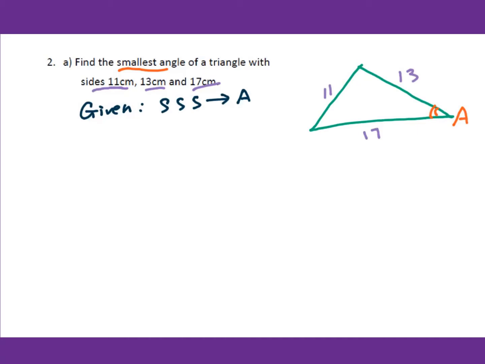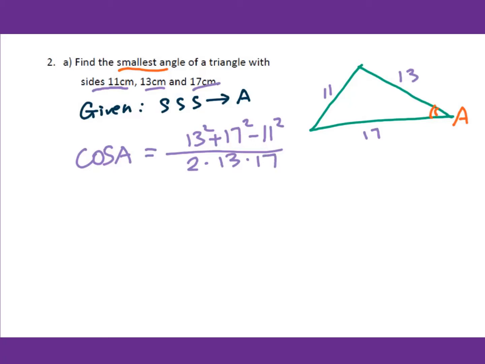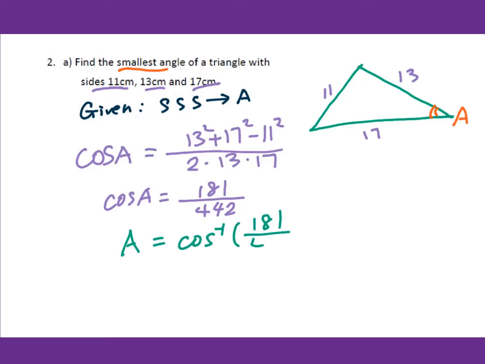So we write down the formula. That's cosine A equals 13 squared plus 17 squared minus 11 squared all over 2 times 13 times 17. After we get the value, we figure out the angle A equals inverse cosine 181 over 442. Putting it into the calculator, we got 65.826 degrees.